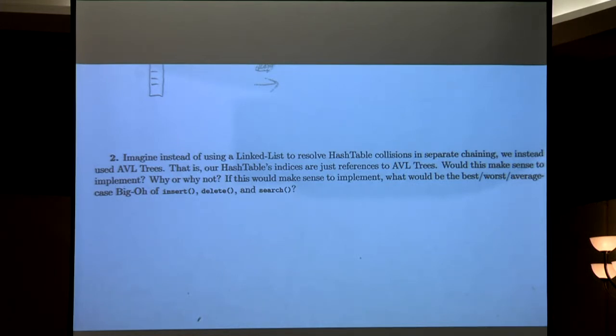Each hash table has its own AVL. Each index in the hash table has its own AVL tree. So you go to an index and you just insert into the AVL tree if you're inserting. What's the big O then of inserting into your hash table? Order n log n, where n is the number of things in your entire hash table.